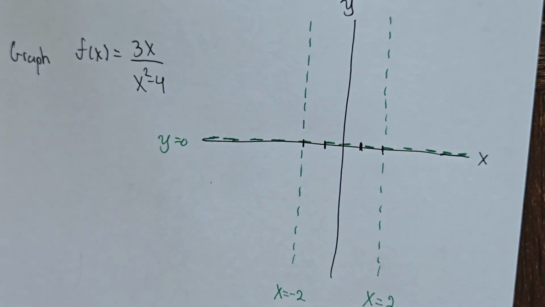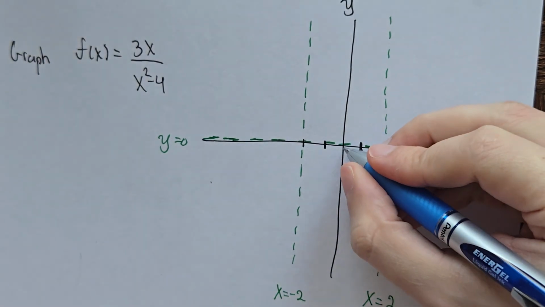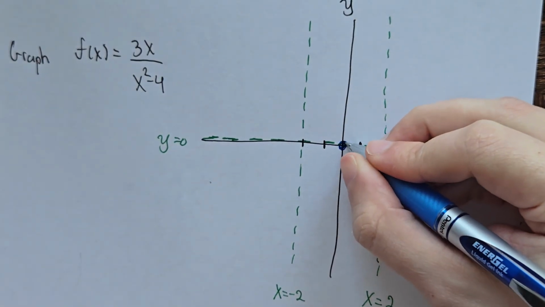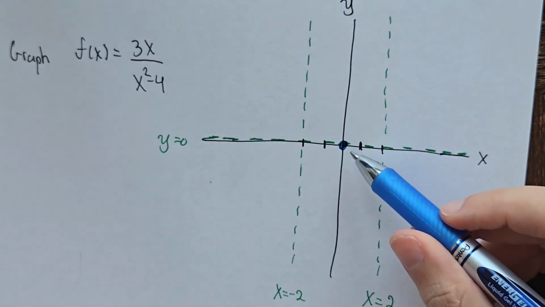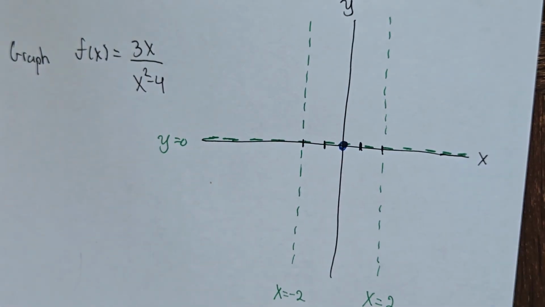Now that we have this, we can go ahead and start to look at what our function might look like. We have a few important points that we do know. We know that 0, 0 is a point on our graph for certain because this is our x-intercept and our y-intercept that we calculated back in that first step, which means that it's going to have to cross through this at some point.